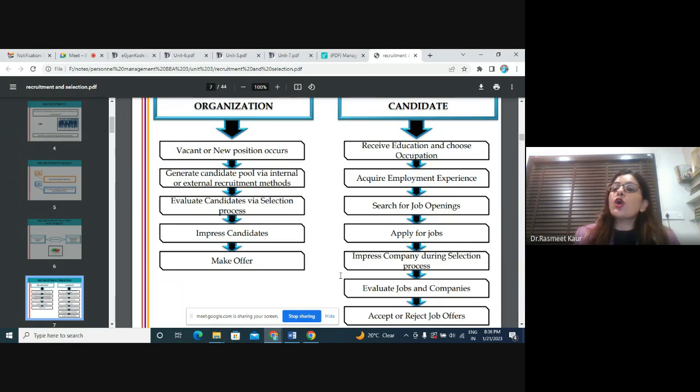Then you will choose the occupation. So you will say, I am doing my master's in HR and I'm looking forward to the occupation of compensation manager. Then what does the candidate do? He tries to acquire employment experience. What is this employment experience? Employment experience means the experience you get through internships.